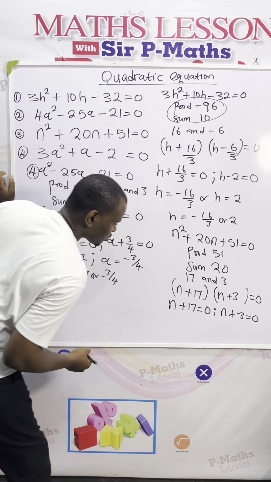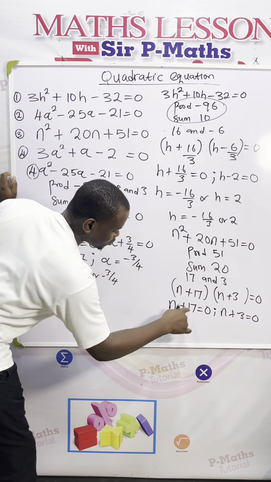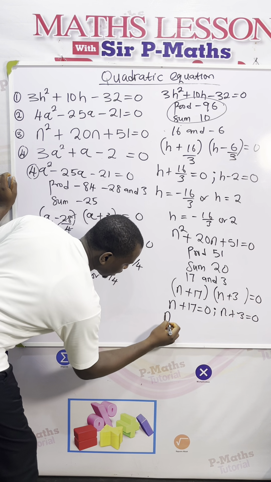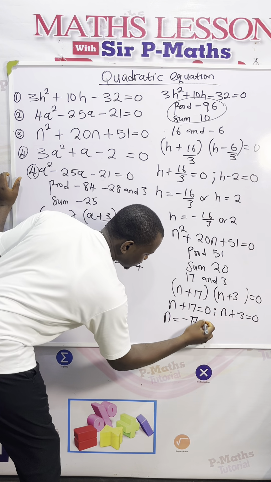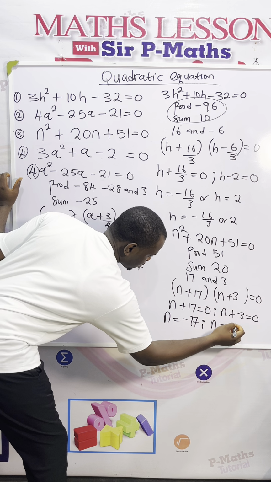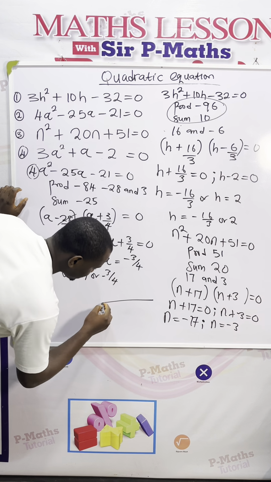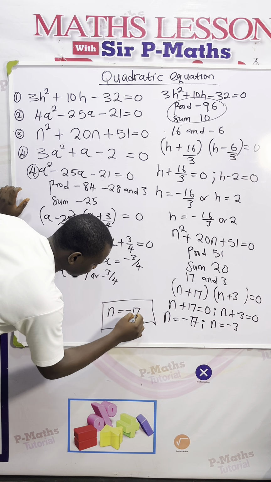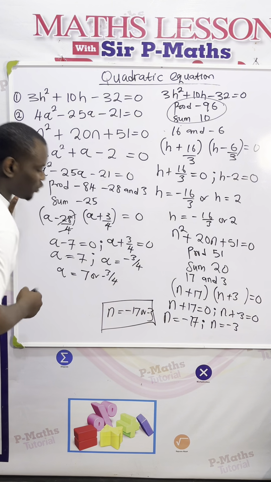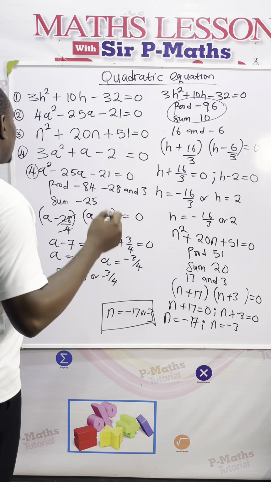Equate to 0. So here, move 17 to the right hand side. n is equal to minus 17. Move 3 to the right hand side. n is equal to what? Minus 3. So that gives us our results as n equals minus 17 or minus 3. That's the solution.